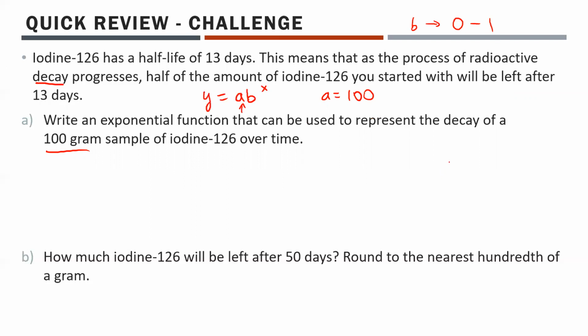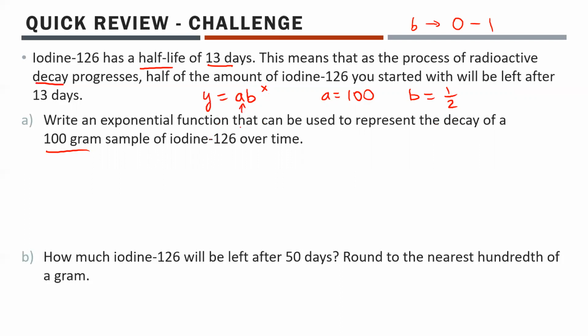Now, thinking of your b value as what you're multiplying by each time is really useful here, because the whole concept of half-life tells you that after 13 days, your amount is being cut in half. Logically speaking, that tells us that our b value can just be 1/2. So 1/2 will be the b value. In this question, the x value is going to represent our time. So it's going to represent how many days have gone by, and the y value will represent how much iodine 126 we have left.